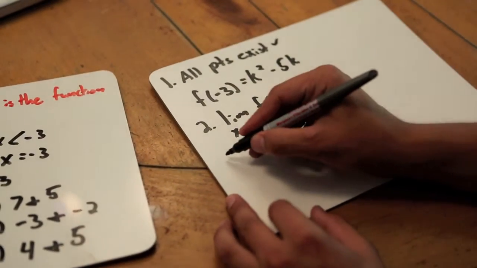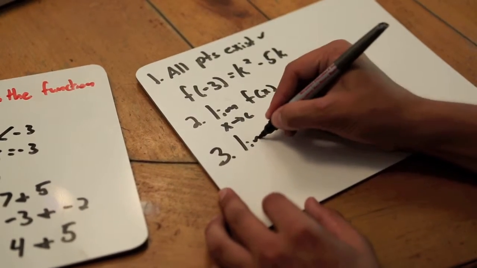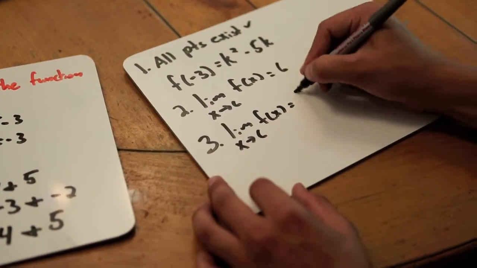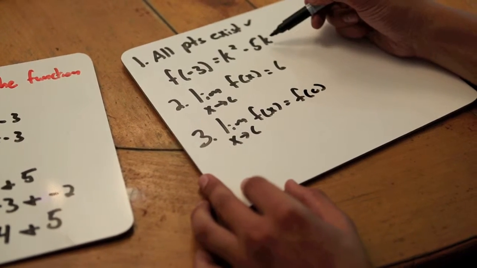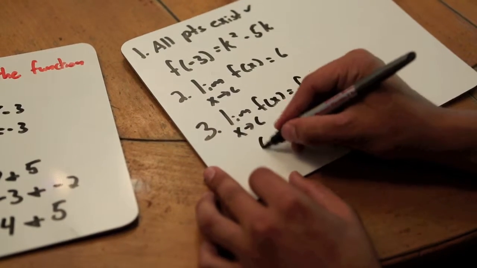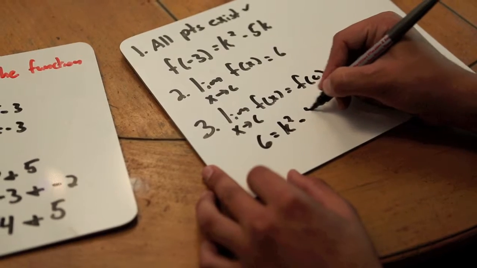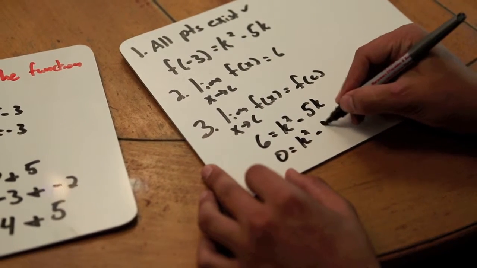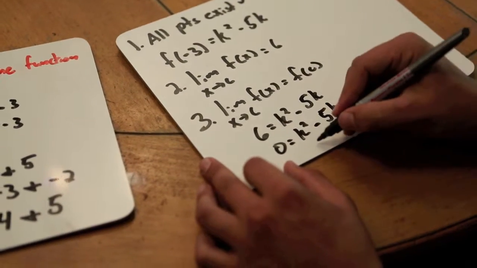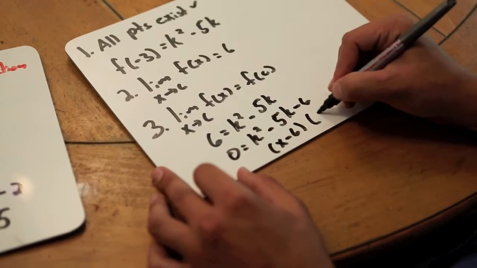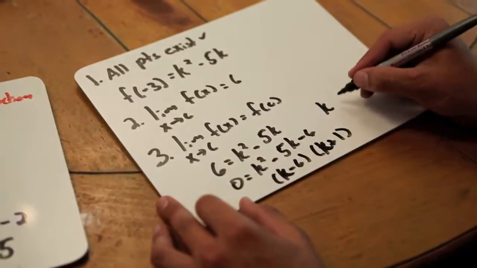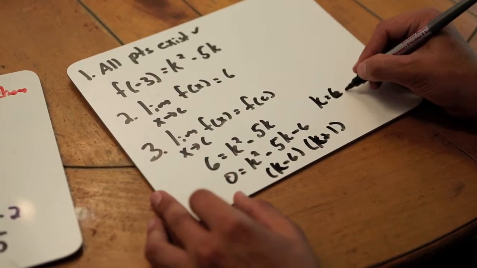And then we move on to our third condition, which is the limit as x approaches c of f of x equals f of c. And this is our equation for f of c up here. So all we have to do is set 6 equal to k squared minus 5k, and then we simply solve it by making it into a quadratic function and finding the zeros. So k squared minus 5k minus 6, and then the zeros are k minus 6 and k plus 1. And so the two values for k you get are positive 6 and -1, which is our option A over here.